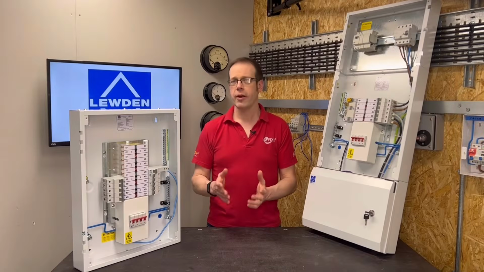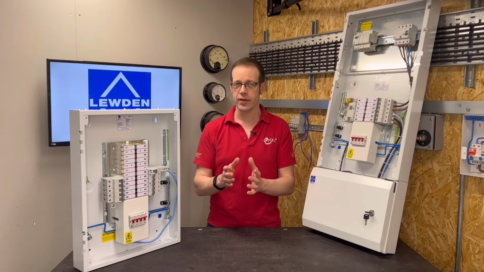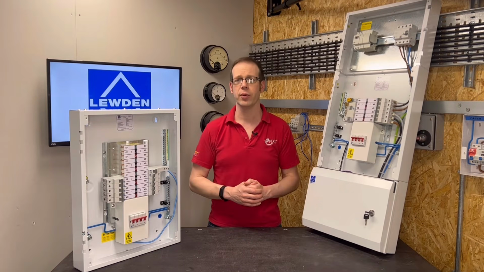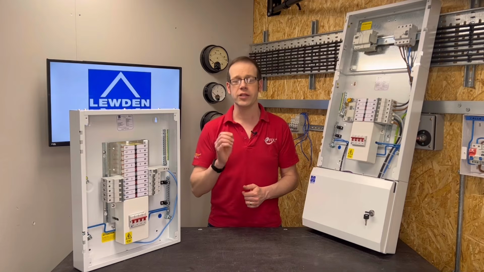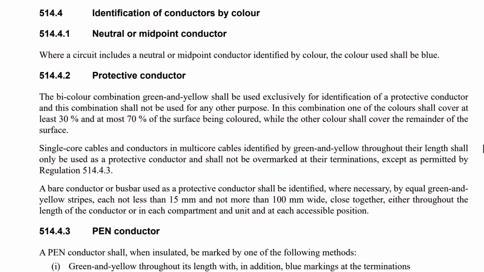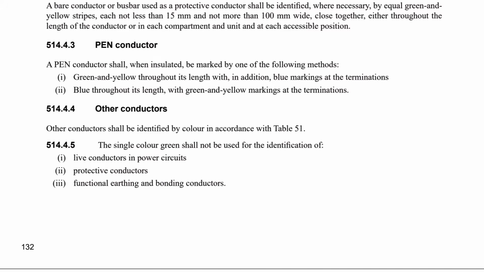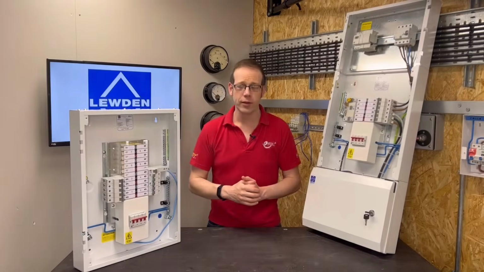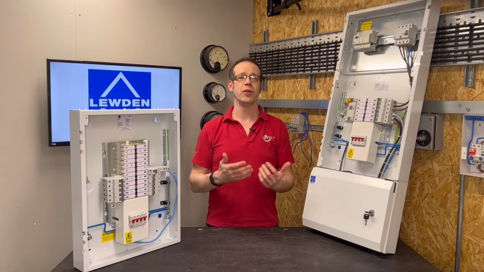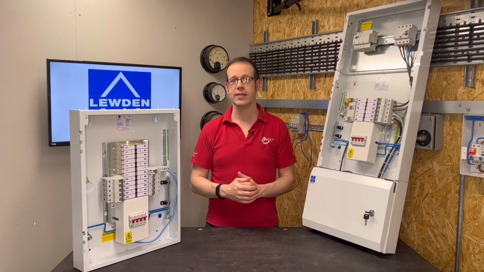Now, because we're primarily interested in the colour identifiers of cables, we're going to leap into the regulation quoted in indent 1 there, which is 514.4. We can skip past the intervening regulations as they relate to specific conductors, namely neutral, protective and PEN conductors. Regulation 514.4.4 is really simple. It just states that other conductors shall be identified by colour in accordance with Table 51. So this is where we find our information on conductor colours, including for three-phase systems.